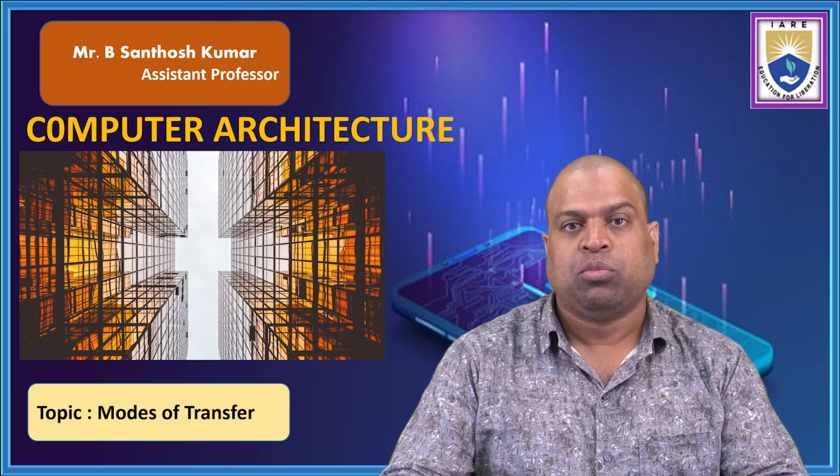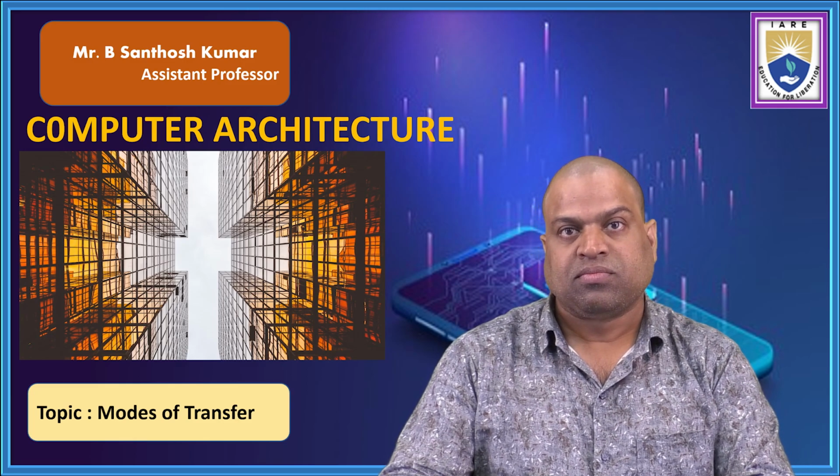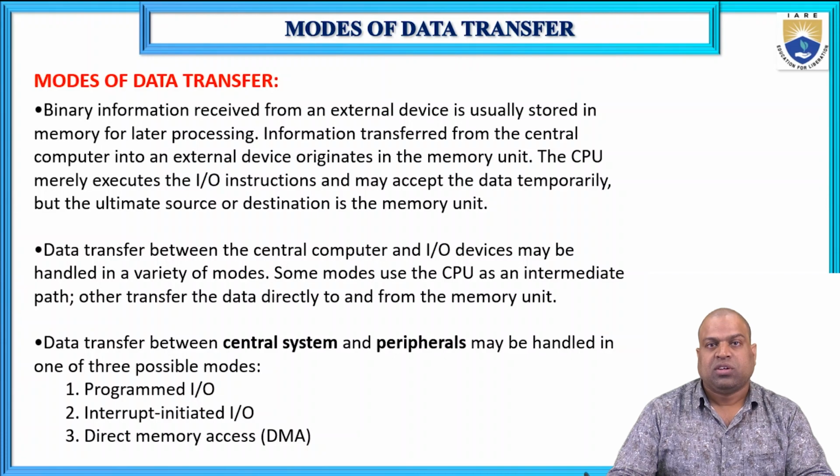Today I am discussing modes of transfer. Modes of data transfer. Binary information received from an external device is usually stored in memory for later processing. Information transferred from the central computer into an external device originates in the memory unit. The CPU executes the input-output instructions and may accept the data temporarily, but the ultimate source or destination is the memory unit.